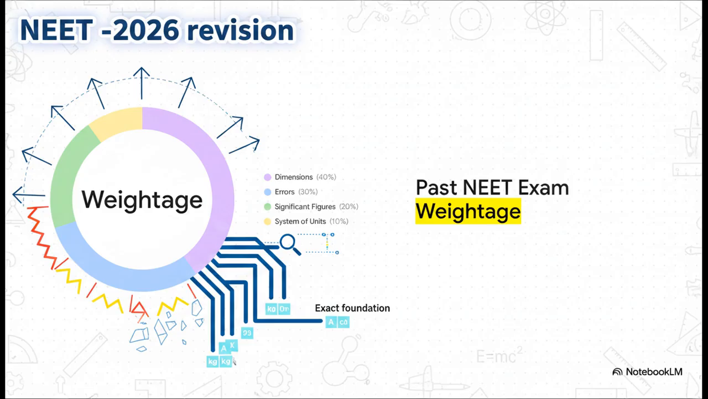Historically, when we look at past NEET exams, dimensional analysis makes up a massive 40% of the questions from this chapter. Errors take up 30%, significant figures 20%, and the system of units is just 10%. But don't let that small 10% fool you. Those base units are absolutely the foundation you need to conquer that huge 40% chunk.